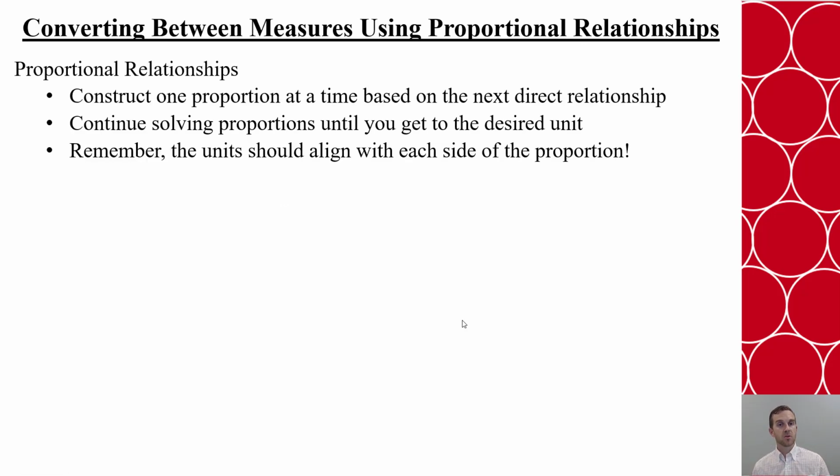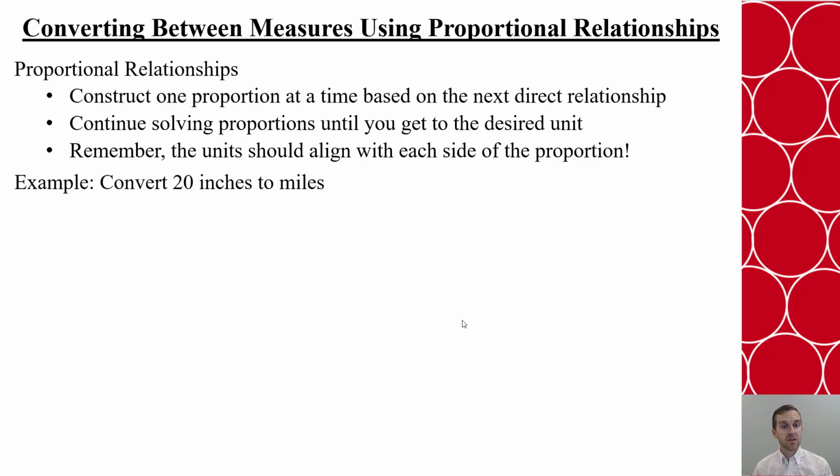Now, there are 2 ways that I can go about converting when I need to do exact conversions. One of them is using proportional relationships. Here, I'm going to construct proportions one at a time using the direct relationships. And so I may have to do multiple proportions until I get to my desired unit. The big thing is I need to make sure that as I set up my ratios in each proportion, I am aligning the units.